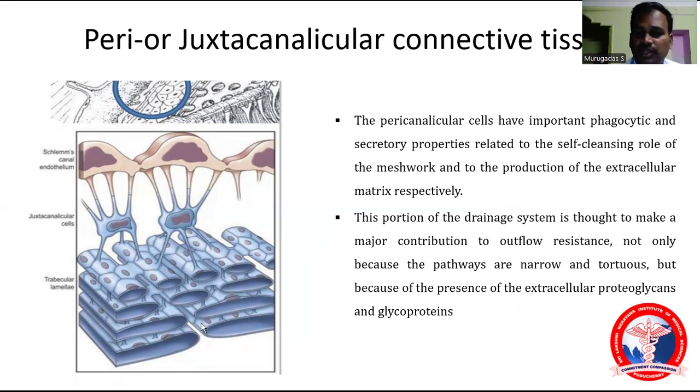This portion of the drainage system is thought to make a major contribution to the outflow resistance, not only because the pathways are narrow and tortuous, but because of the presence of extracellular proteoglycans and glycoproteins.